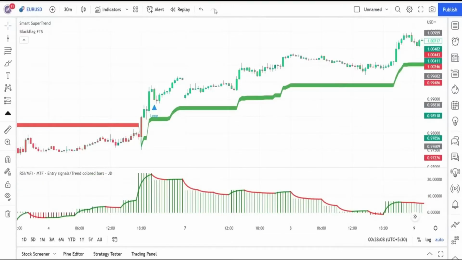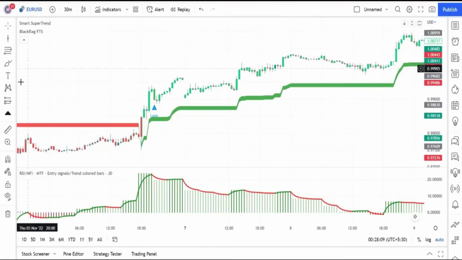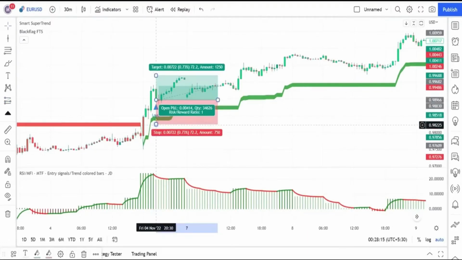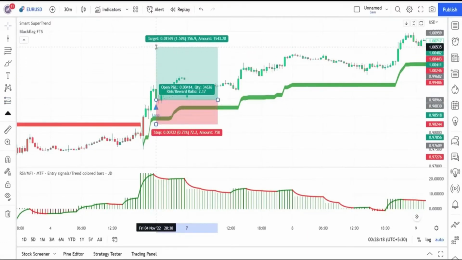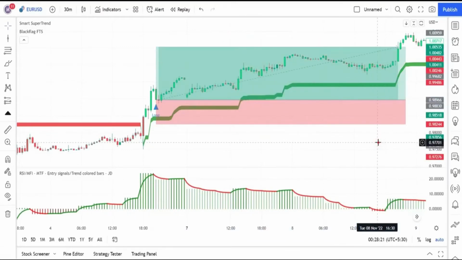We can enter a buy trade whenever a buy signal has been given by the first indicator. The second condition is that the RSI histogram is green. But now we have a third condition as well: the price is higher than the green line. So we are allowed to enter a buy trade. Our stop loss would be just below the recent swing low, and the take profit for this strategy would be 2 times greater than the stop loss.